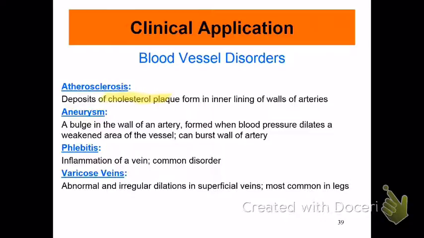An aneurysm is a bulge in the wall of an artery, formed when blood pressure dilates a weakened area of the blood vessel. It can burst.